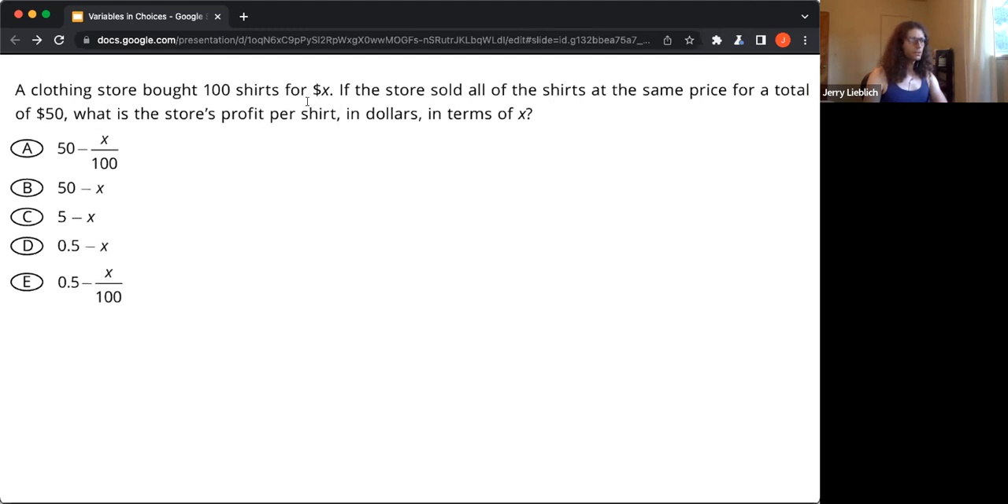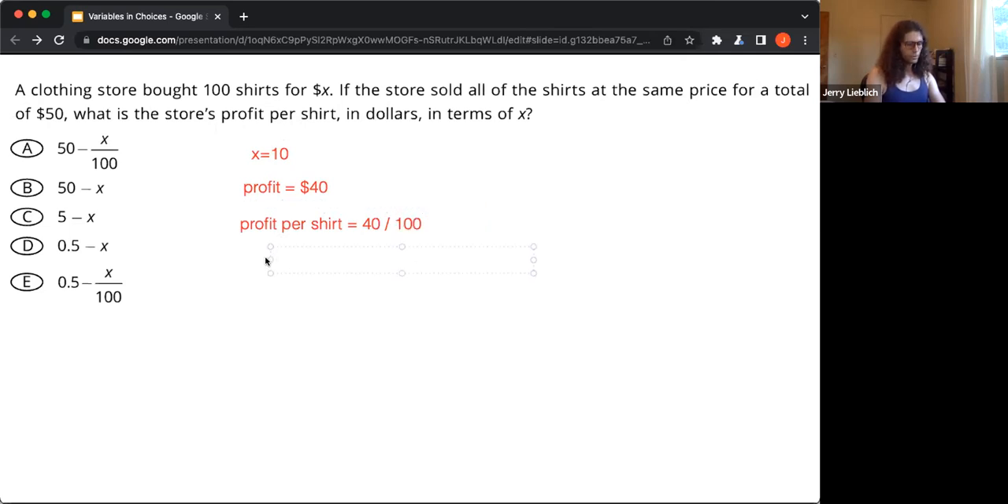All right, so let's imagine they bought 100 shirts for, let's say, $10. They sold the shirts at the same price for a total of $50. So the total profit is equal to $40. Notice again how having a number here makes this storytelling much easier to follow. What's the store's profit per shirt? Great. So the profit per shirt is going to be 40 over 100, the number of shirts.